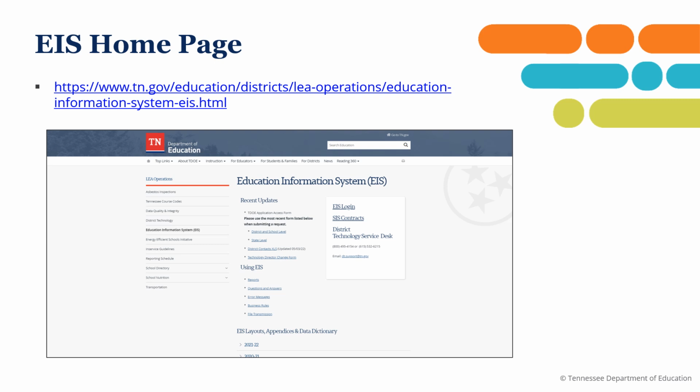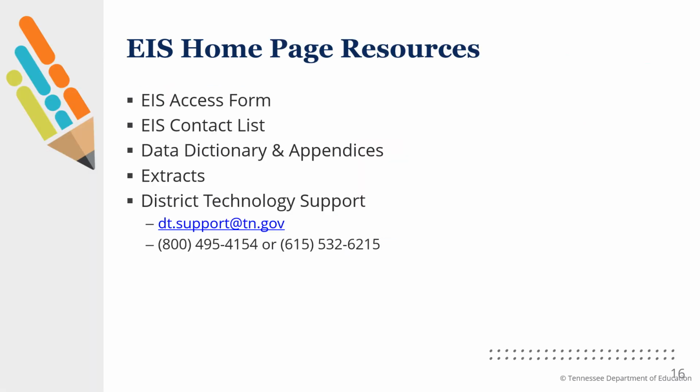When you're working with EIS, you'll find that the EIS homepage, which is accessible at this link, is very helpful. It includes the EIS access form that you'll download and complete to obtain an account. It includes the EIS contact list. This list includes not only contacts for your district, but from around the state. So it's helpful if you'd like to collaborate with colleagues in your area or perhaps colleagues that have the same SIS package, because the list identifies the package that each district uses. Key resources for you will be the data dictionary and appendices and the extracts.